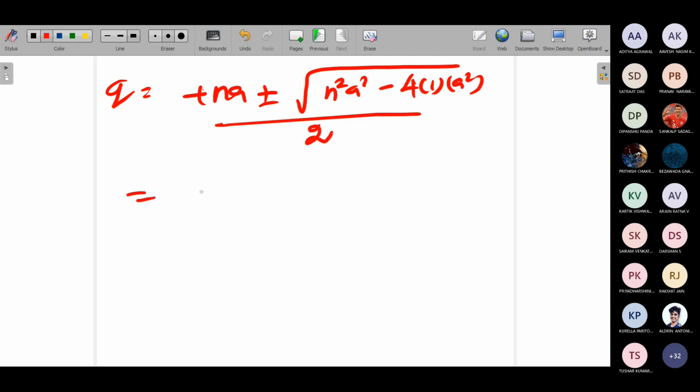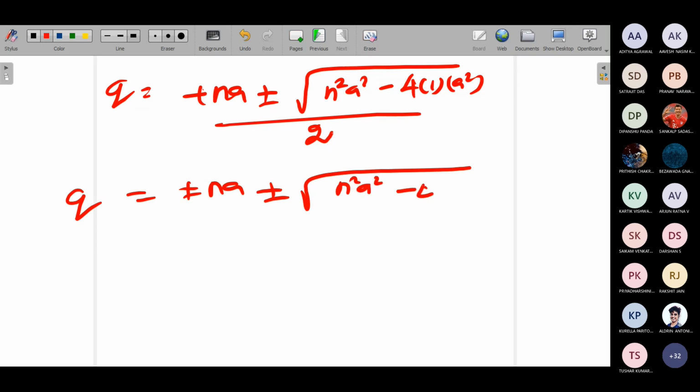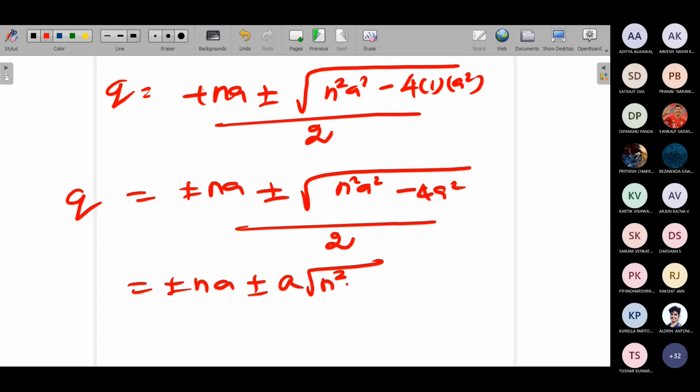So Q will be equal to NA plus or minus square root of N square A square minus 4A square, divided by 2. So you can take A square outside, and you'll get A into square root of N square minus 4, divided by 2. Now you can just substitute the value of this.